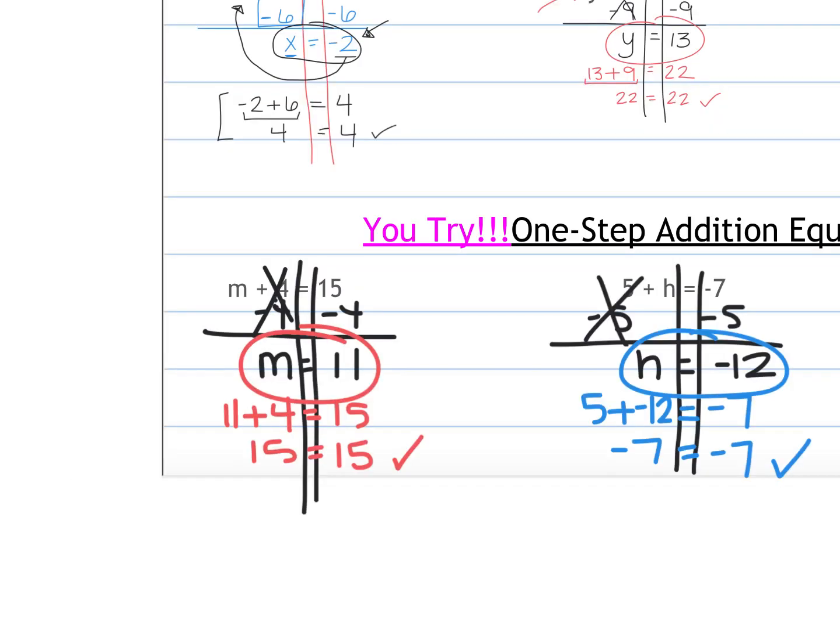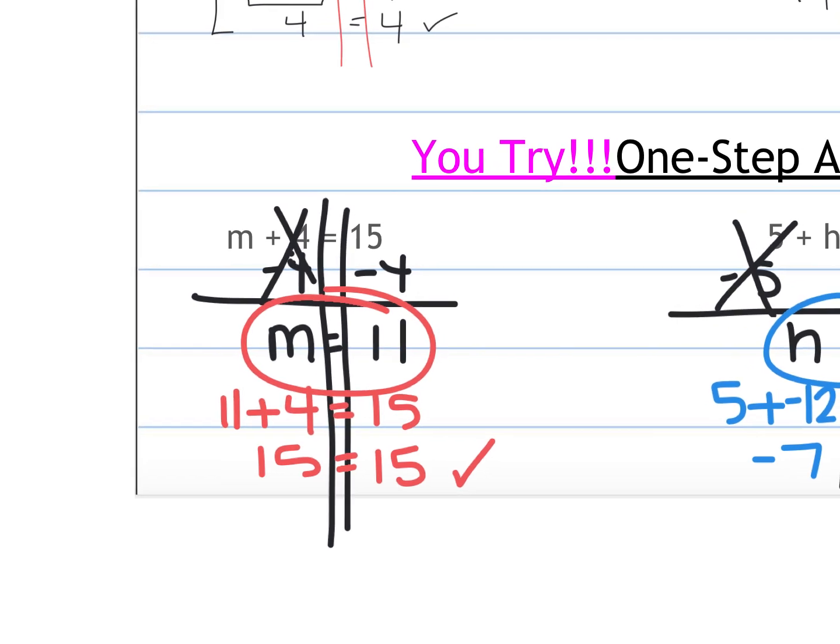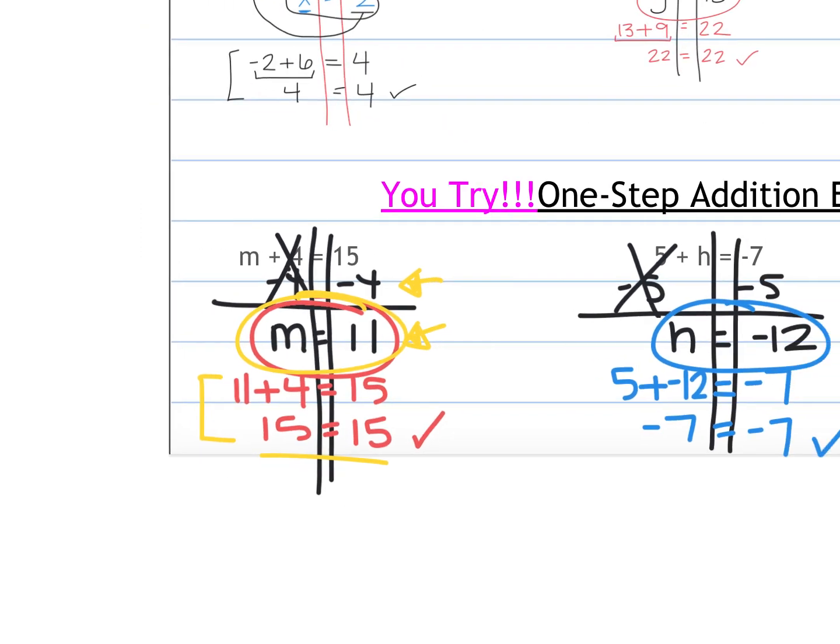Alrighty, here's my work for m plus 4 equals 15. Notice that I subtracted 4 from both sides. So then I got 15 minus 4 equals 11. Then I checked it by putting 11 back in for m. 11 plus 4 does equal 15. It works out, so then I circle it.